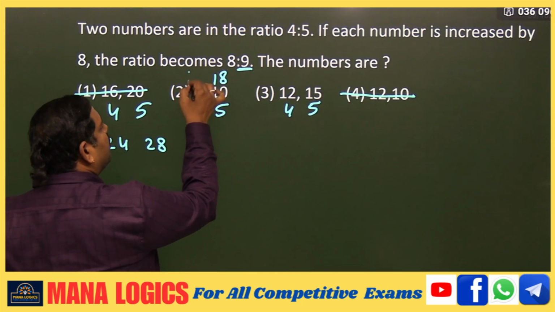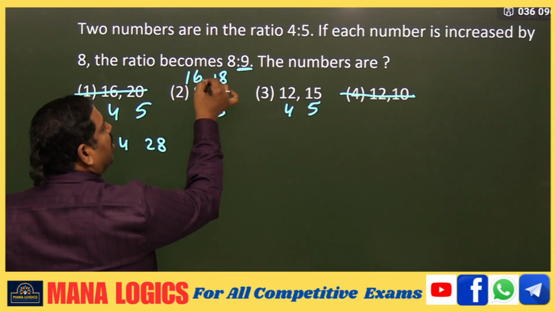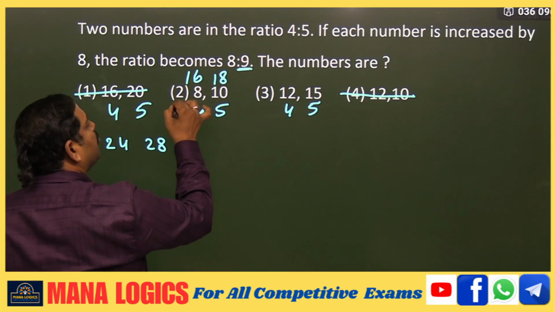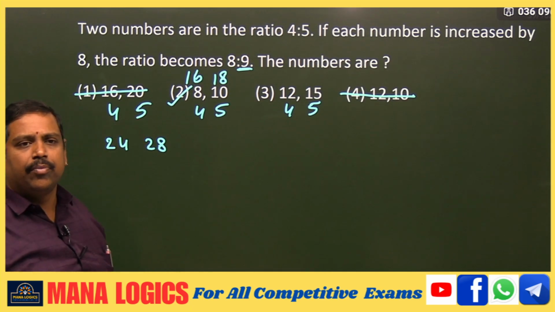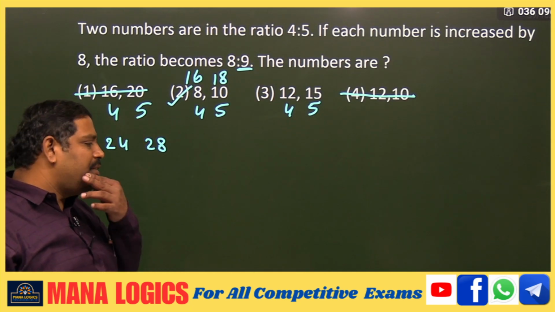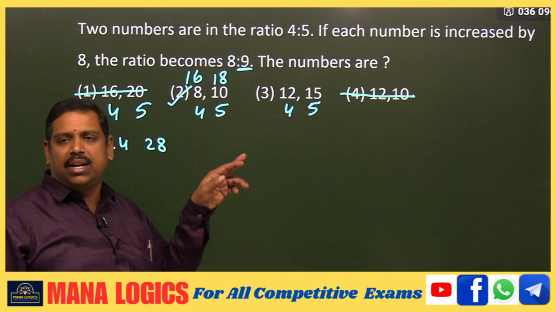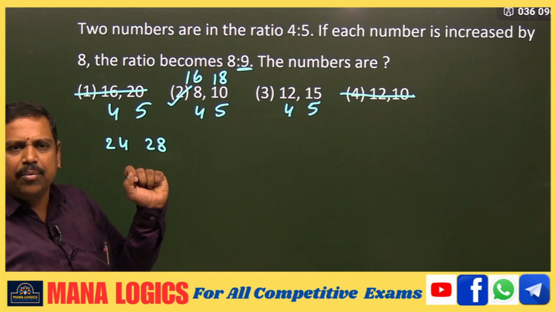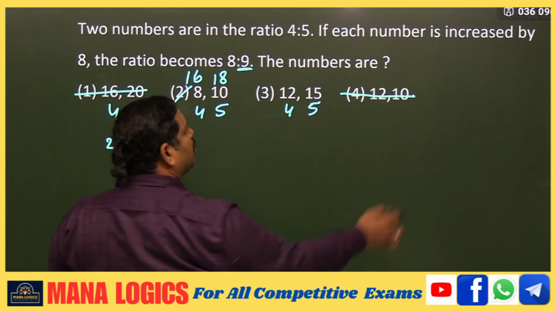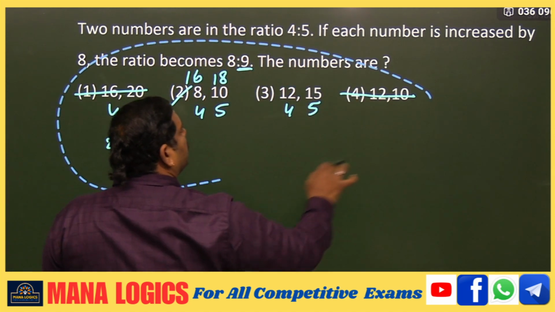If it is also increased by 8, it will become 16. If I cancel with the 2, it is 8 is to 10, satisfied, sir, both the conditions. So the answer is the second option. Suppose he is asking to find the first number or the least number, etc., option verification is a bit difficult. That is the reason we have to go with the conventional procedures.